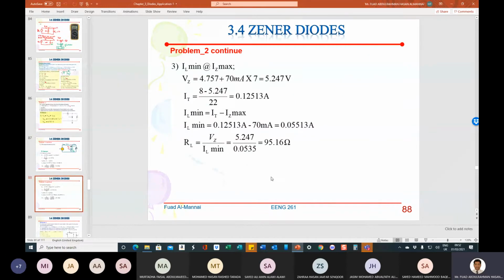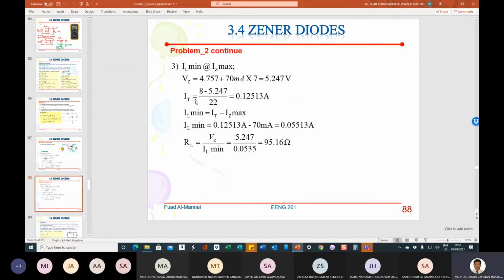What's RL max? RL max is taken when IL is min. Okay, when IL is min, RL will be max. And when RL is max, IL is min, and IZ will be max. Find out what is the VZ. VZ is equal to VZO plus IZ max multiplied by RZ, and that will give you 5.247 volt.